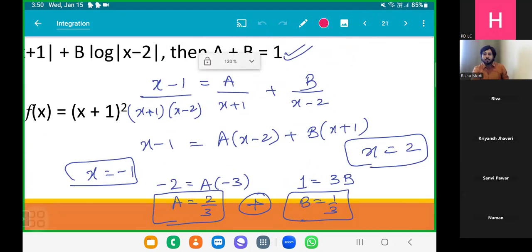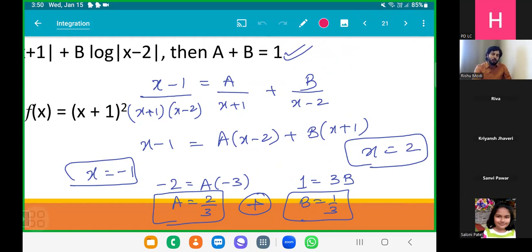We use partial fractions and we'll get the values of a and b by the substitution method. Right? We substituted x is equal to -1. We got a value as 2 by 3. This answer is of a over x minus 2, but the question is a into x plus 1.